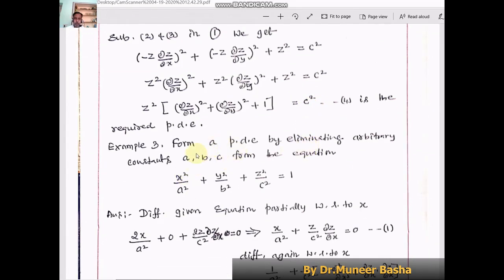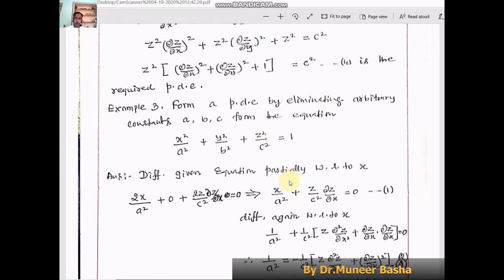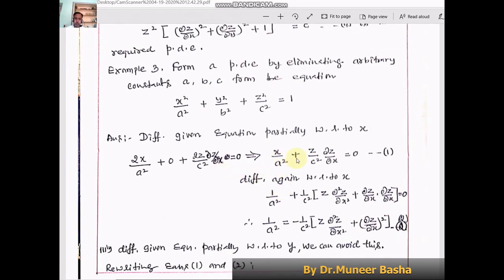Now in example 3, form a PDE by eliminating arbitrary constants a, b, c from the equation x square by a square plus y square by b square plus z square by c square is equal to 1. So now let us differentiate with respect to x first. It is 2x by a square plus 0 plus 2z by c square dou z by dou x. That is, differentiation of y square by b square is 0, and differentiation of 1 is 0. So then you can write this as x by a square plus z by c square into dou z by dou x is equal to 0. Call this equation 1.